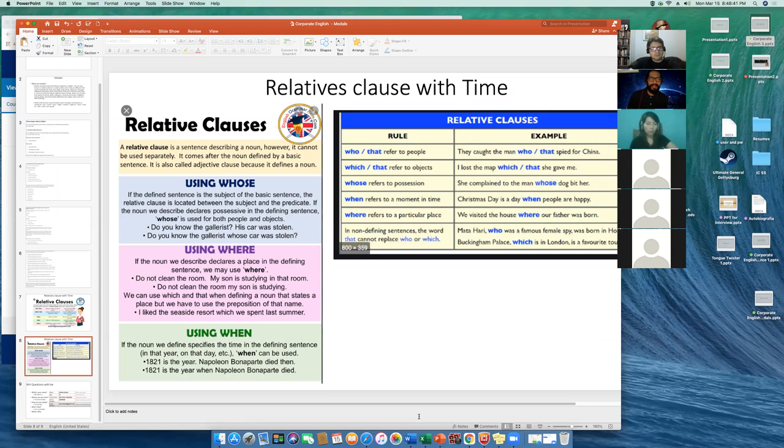And then a little bit on the examples. Whose, where, and when aren't really used that much. We use who and that. We use which and that. There's another one called whom that you guys can also hear, but people don't use it that often. I would say that these are the most common. These are some of the examples.